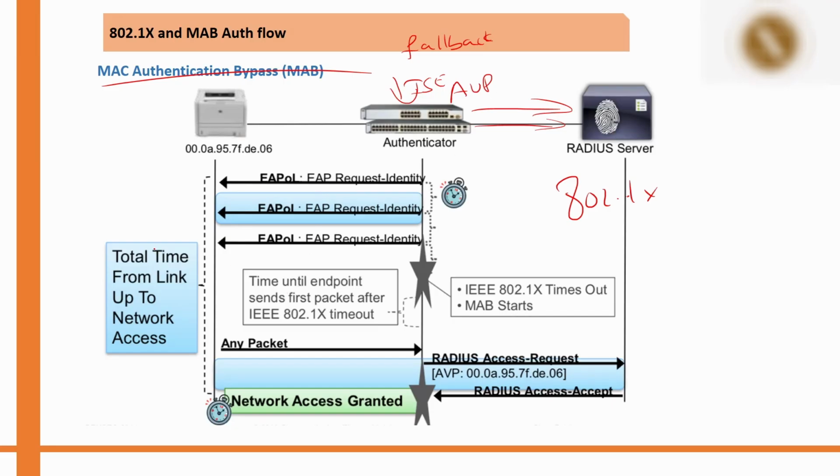You can see the time until the endpoint sends the first packet after the dot1x timeout. Any packet. So you can see it is going to send 3 requests, then it is going to send the MAB request. So RADIUS access request, then RADIUS access accept and network access granted. Okay, this is how MAB is going to happen.